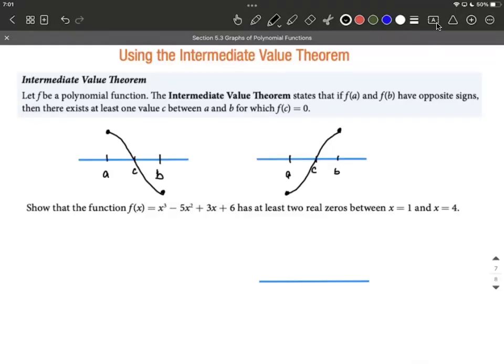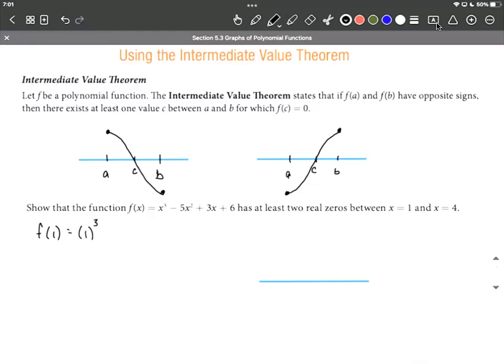All right, so let's use this intermediate value theorem to show that this first example is a little bit more difficult, but that given this polynomial function, we have at least 2 zeros between 1 and 4. So what I'm going to do is evaluate this function at 1. So that means replace each of the x's on the right-hand side with 1s. So 5 times 1 squared plus 3 times 1 plus 6. Now I've already worked this out, but this works out to be 5. F of 2, I'm just filling in some nice integer values between 1 and 4.